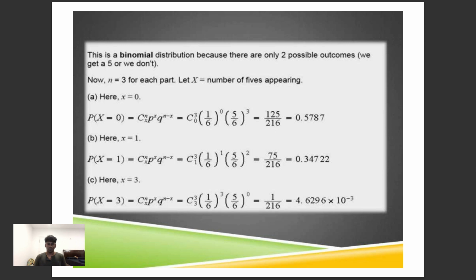Part B, here x is equal to 1. So P of x equals 1 is equal to 3C1 multiplied by 1/6 to the power of 1 multiplied by 5/6 to the power of 2, which is equal to 0.34722. In part C, x is equal to 3. So P of x equals 3 is equal to 3C3 multiplied by 1/6 cubed multiplied by 5/6 to the power of 0, which is equal to 4.6296 multiplied by 10 to the power of minus 3.